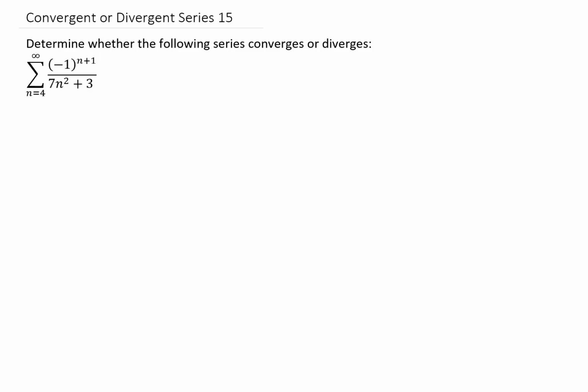When determining whether the series converges or diverges, the really big factor here is this term right here, which tells us that we have an alternating series. This term right here will make every other term negative and every other term positive. That's what an alternating series is.